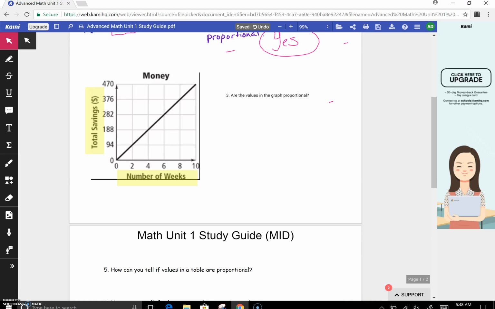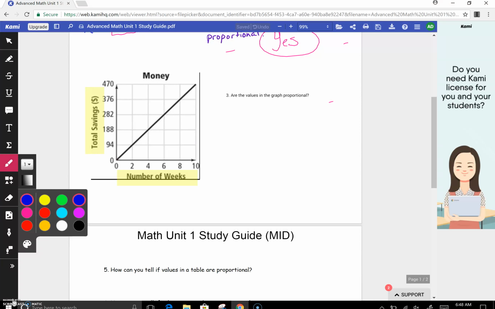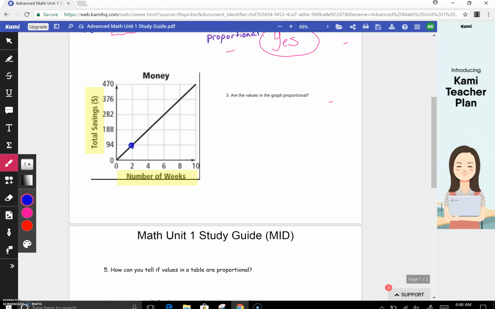Let's take a look. There's no points, but you can plug in the ordered pairs anywhere where they intersect. So there should be an ordered pair here, here, here, and here. And they're actually anywhere along the line, but we like to put them at those convenient spots where we have two intersecting axes. So are the values proportional? If we're looking at it as a graph, we quickly know that yes, they are. Because it's a straight line through the origin.